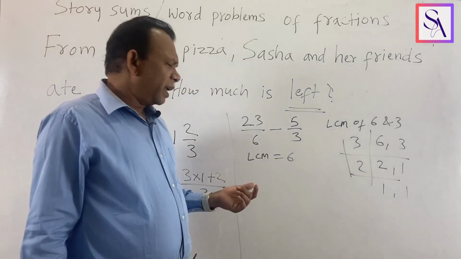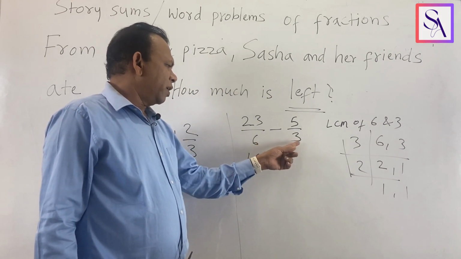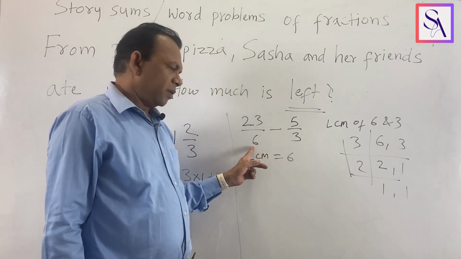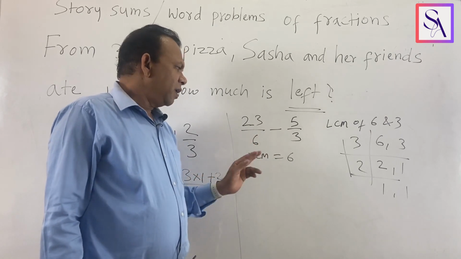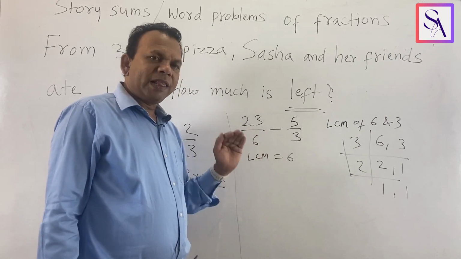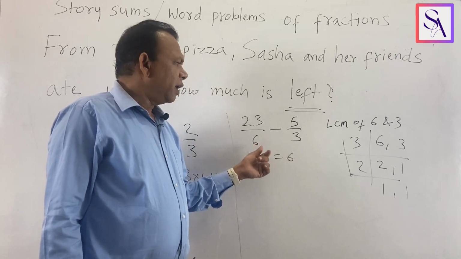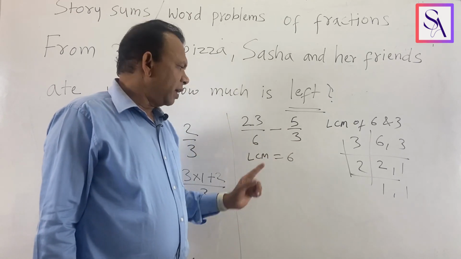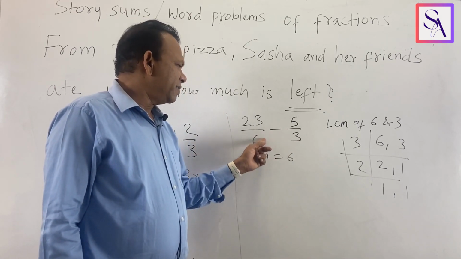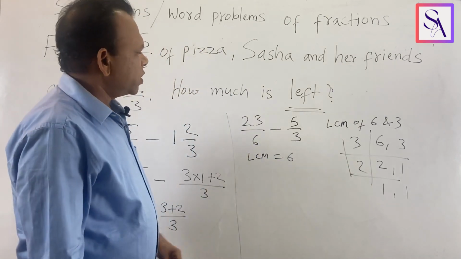Normally the trick is, if one is a smaller number and another is a bigger number, and the smaller number divides the bigger number, then the LCM is normally the bigger number. What I am saying is, if two numbers are there and we take the LCM, and the smaller can divide the bigger, then definitely the bigger number is the LCM. We have seen that 3 divides 6, so 6 is the LCM.